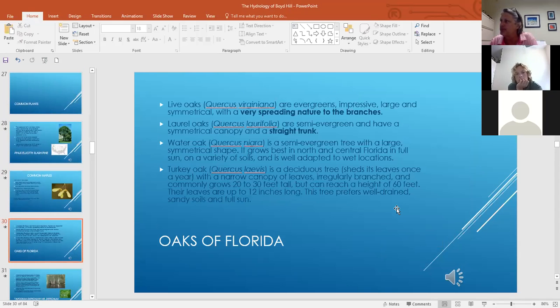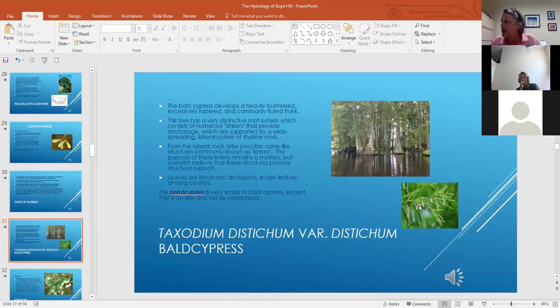We do have several oaks in Florida. The live oak and laurel oak are very similar. You can tell by differences in bark and branch structure, but they're very, very similar. The water oak is definitely found as an emergent plant. And then the turkey oak, which you saw, is in sandy, dry soil in the full sun. Here again is our cypress. The bald cypress is the only needle-bearing plant to lose its needles.